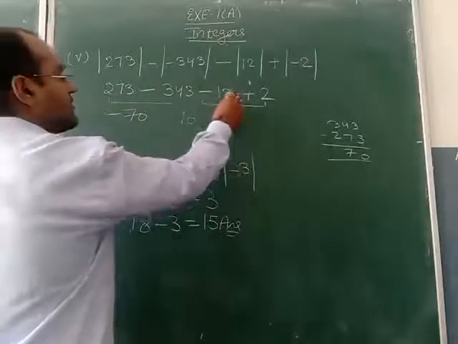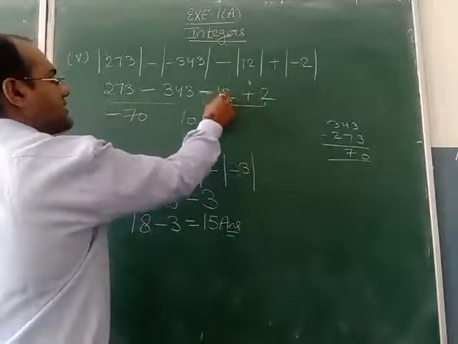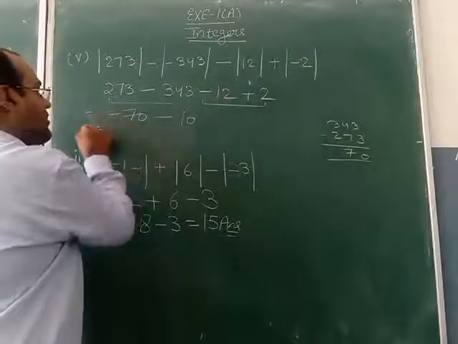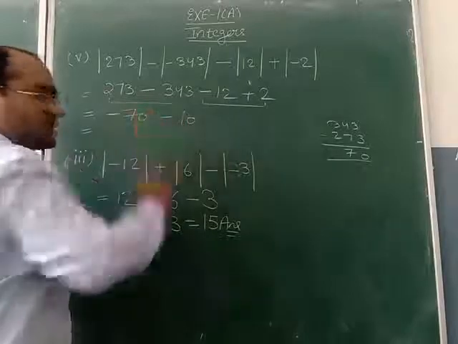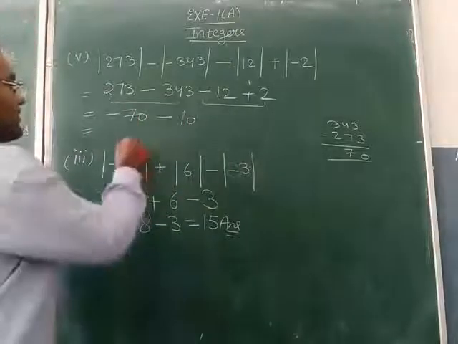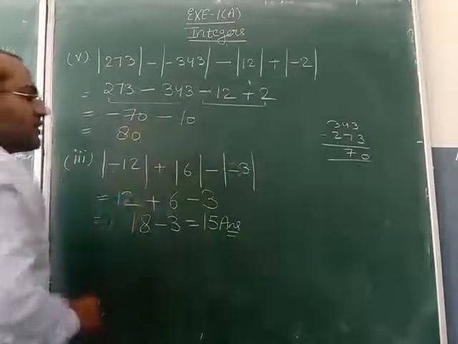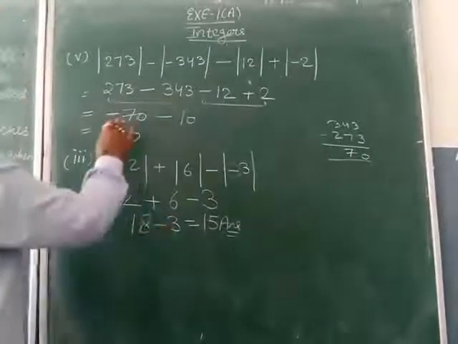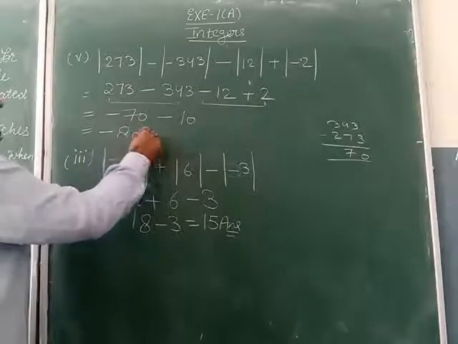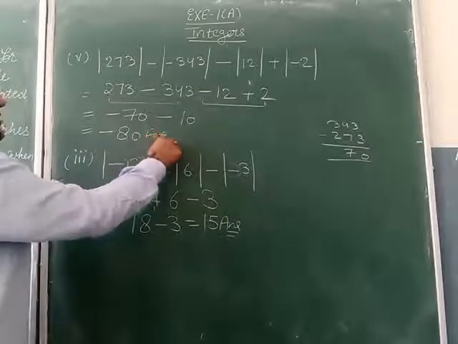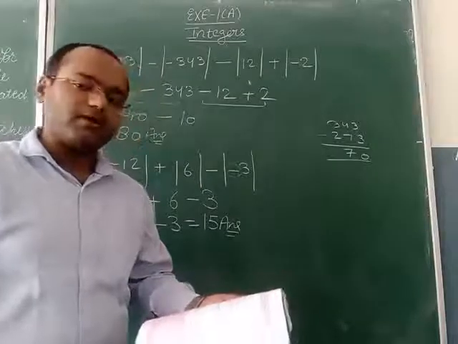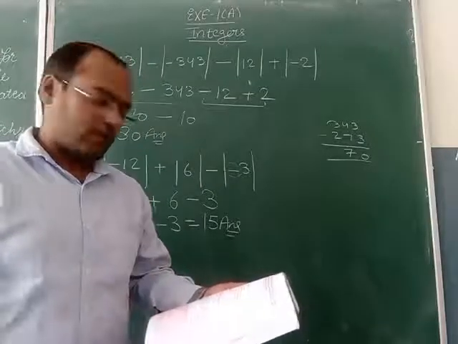Which one is greater? 12 is greater and 12 has a minus sign. So here also we will put a minus sign. Now minus and minus is plus, so we will add them. 70 plus 10 will be 80. But we have to put the sign of the greater number. 70 is greater, 70 is minus. That's why here we will put minus 80. So this is your final answer of question number 4, fifth part. Now the rest of the parts you have to do by yourself.